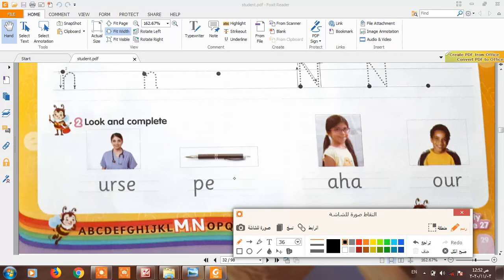Who is she, KG1? Can you remember? Yes, Maha. Maha starts with sound M. Please write here sound M. Who is he, KG1? Noor. Noor starts with sound N. Again, N. Please write here sound N.